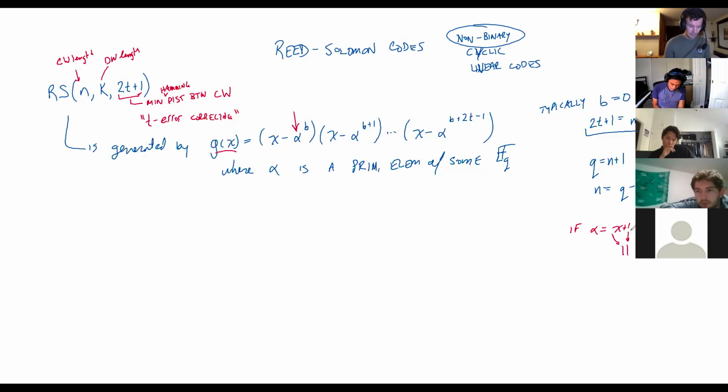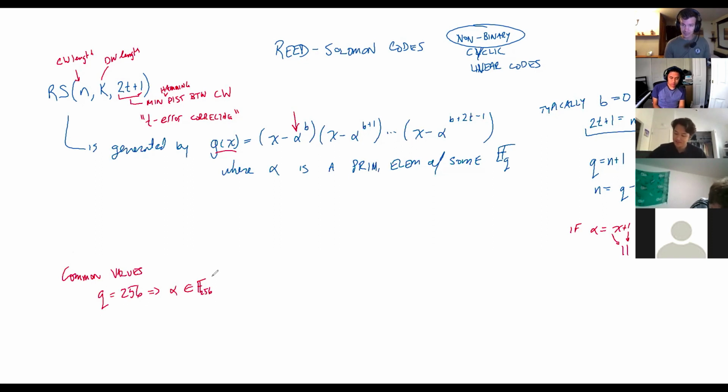So let me give you an application example. Some common values would be, say, q is equal to 256, which means that your alpha is a member of a field of size 256. But if alpha is in a field of size 256, then alpha is representable by a byte, right? If I want to enumerate 256 things, I only need 8 bits.